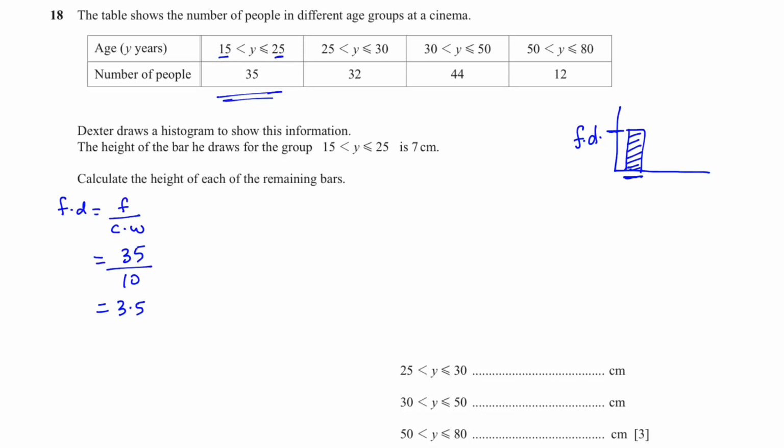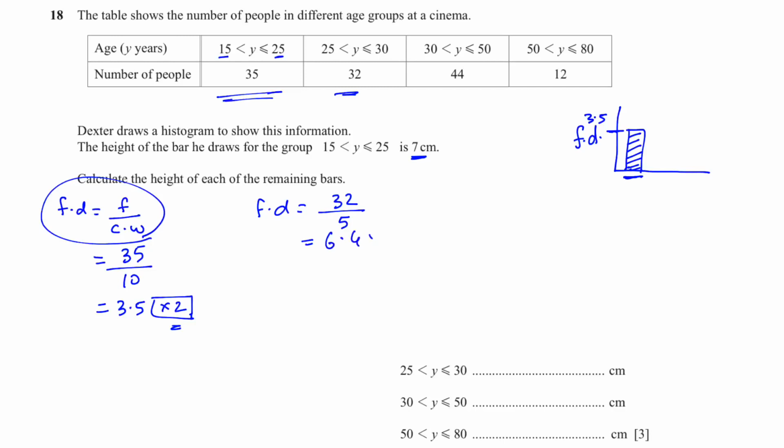You are supposed to have 3.5 here, but you got 7. How did they do that? They times by 2. So this is your scale factor of the bar. Each bar you will find using this rule and then times it by 2. So in the second bar, frequency is 32 and your class width is 5. So 32 divided by 5 is 6.4. Now multiply by 2, you will get 12.8.